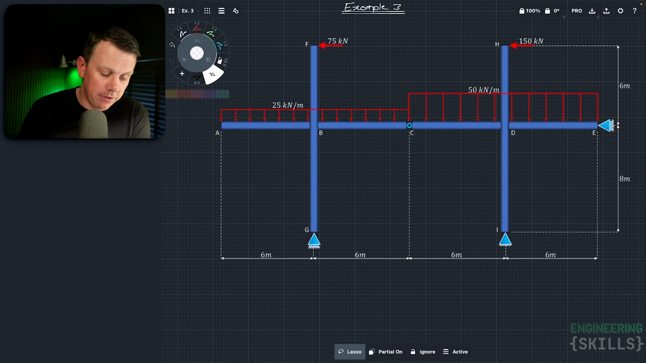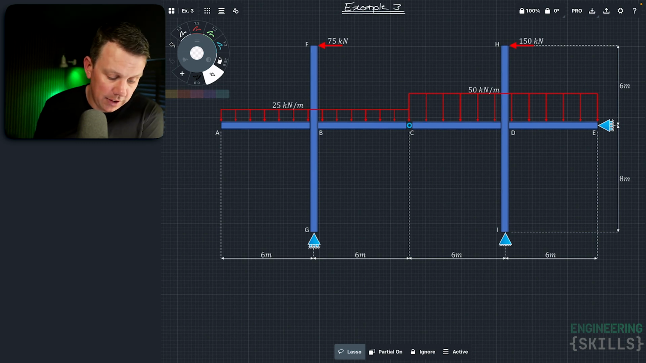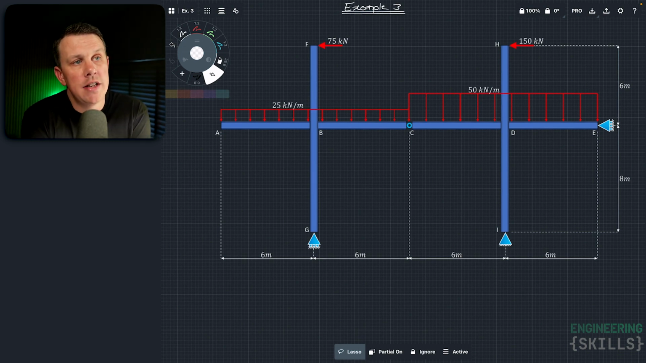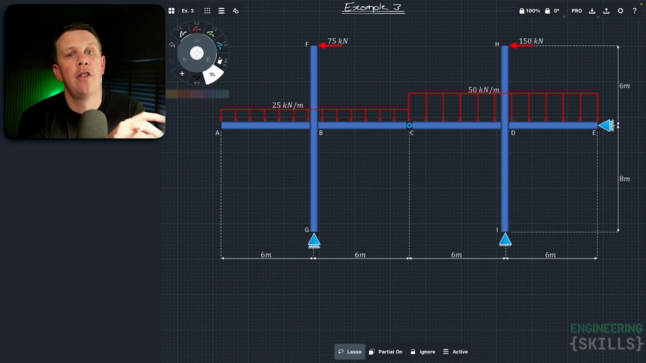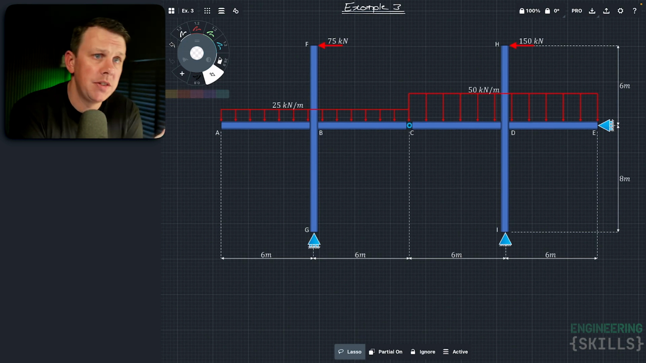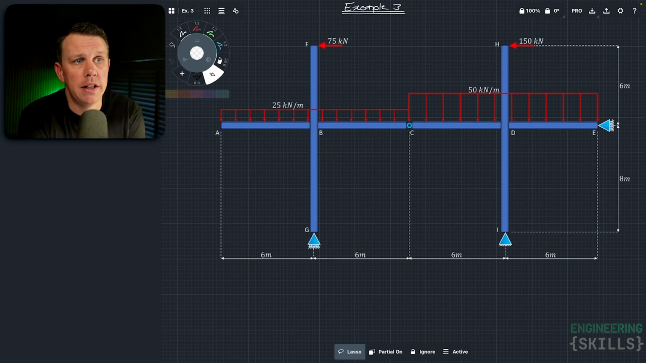So this type of frame is something that you're going to come across fairly regularly, if you haven't come across it already. And this would be considered a subframe typically. You can imagine this as being an extract taken from a larger frame structure. So we can see the whole thing here is propped laterally at E, and that prop at E would mimic potentially a stabilizing vertical core in a building. All we're concerned about in our analysis here is that our structure is propped laterally at E.